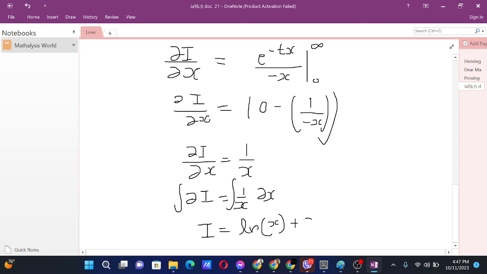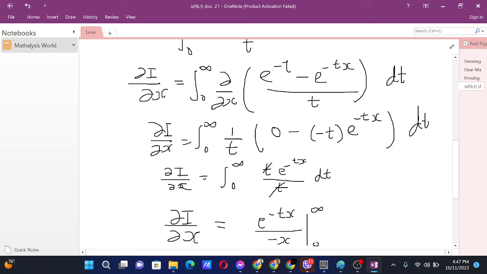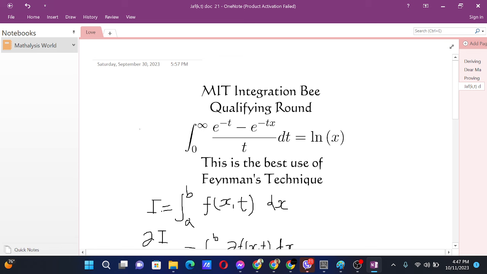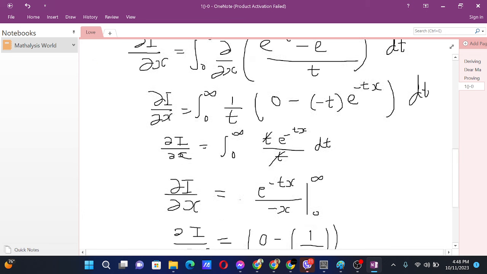plus c. Now to find c, this is our I of x. When x equals 1, we have e to the power minus t minus e to the power minus t, so that's 0 dt. A 0 dt for any limits is again 0. So we know that I of 1 is actually 0, and we are going to use this fact now.